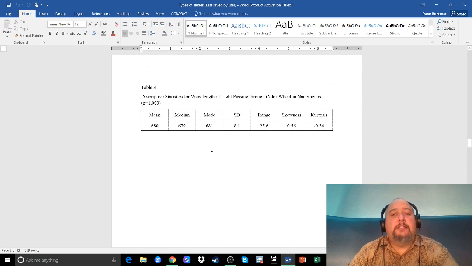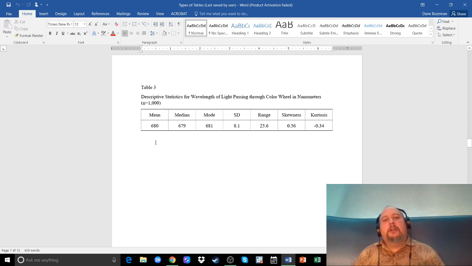So here, why is this table so useful? Well, it's useful because it tells me the center, spread, and shape of my data. I know that the mean of this light passing through a color wheel is 680 nanometers. Now, if I go back and look at a table that tells me the color of light at a specific nanometer length, that tells me some information. It tells me on average the color of light. The median and the mode also give me some information.